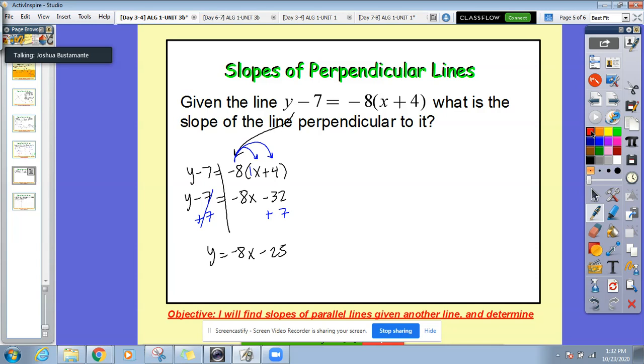So we know that our slope here is negative 8. So if the slope of the original line was negative 8, and we want to find a slope perpendicular to that, all we have to do is take our negative 8, and we start by making the opposite sign. So the opposite of negative 8 is positive 8. And then what we want to do after that is take the reciprocal.